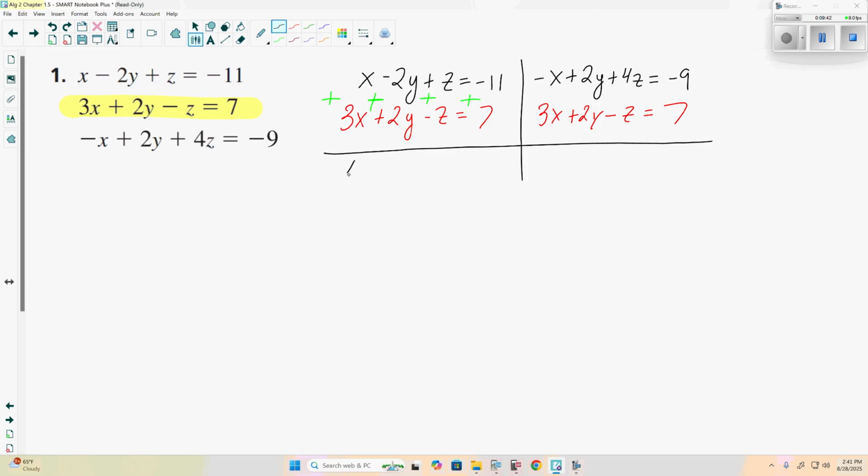Now x plus 3x is 4x. Negative 2y plus 2y, negative 2 plus 2 is 0. z plus negative z, 0, equals negative 11 plus 7 is negative 4. Wait a minute. We already have a variable by itself, don't we? So we can go on and solve this for x.